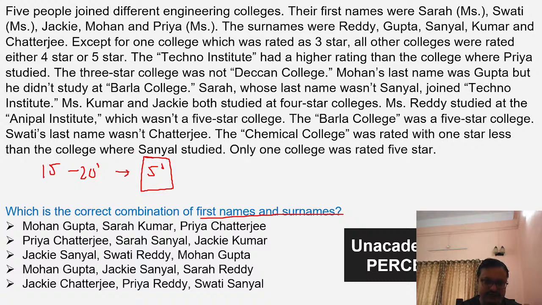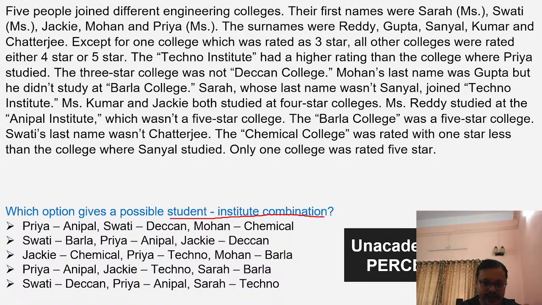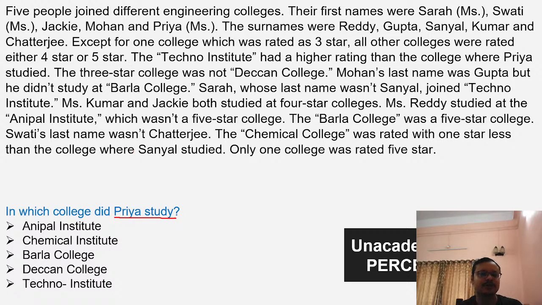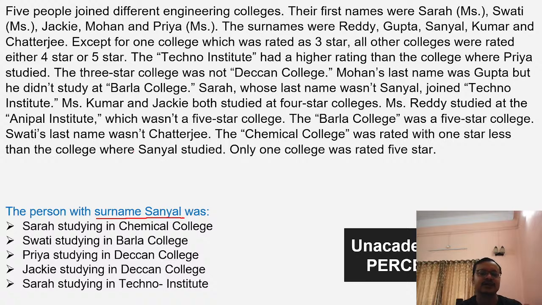Note the questions and options again. The first one is talking about first name and surname. The second one is talking about possible student institute combination. The third one is talking about Mohan Gupta may have joined which of these colleges. The fourth one is talking about in which college did Priya study. The last one is the person with surname Sanyal was which of these.